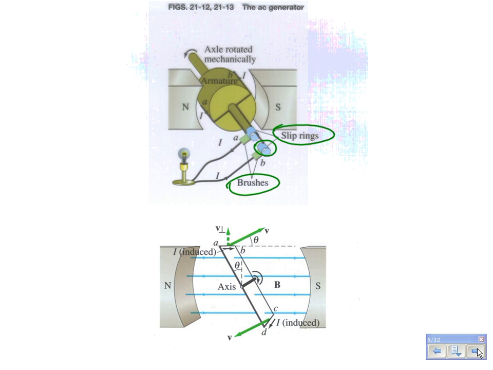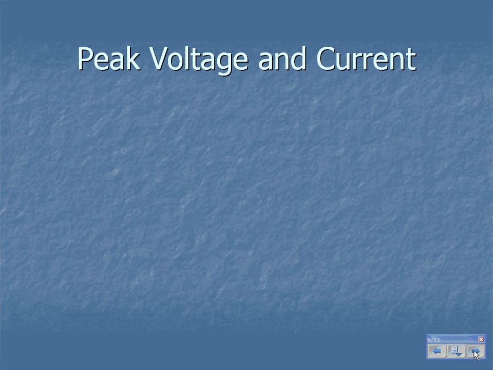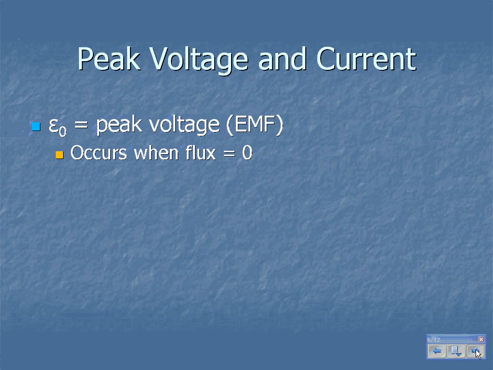All right. Since the current and the voltage are alternating all the time, we're going to have to look at some ways to deal with that mathematically. So one of the things we deal with is peak voltage, okay, and peak current. It's given the symbol E sub 0, the peak voltage or the peak EMF, and it occurs when the flux is 0, as you could see in that graph that we just did.